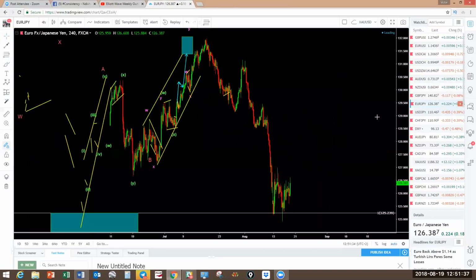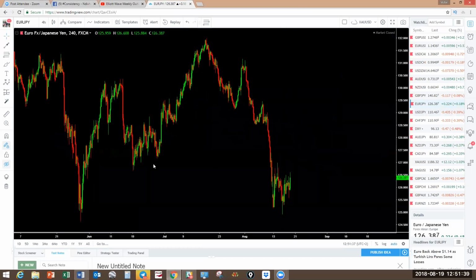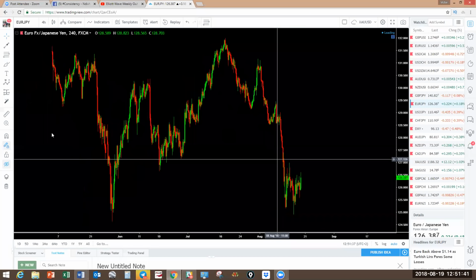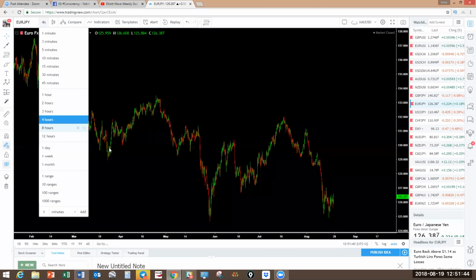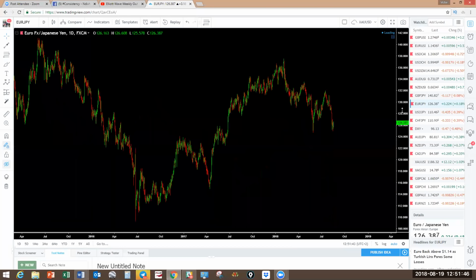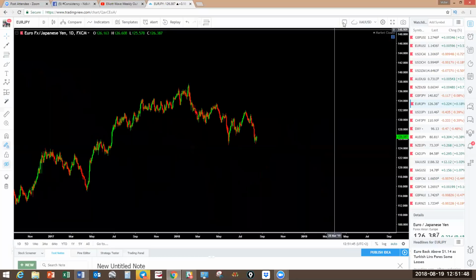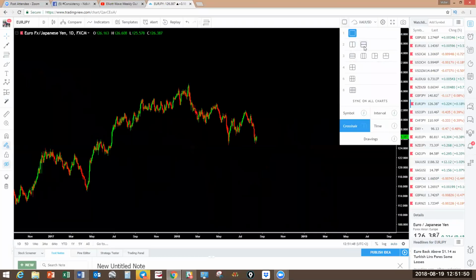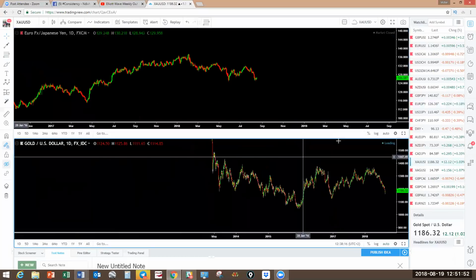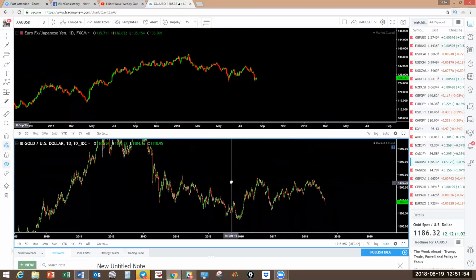EURJPY. Let's switch off here. Now EURJPY, if we look on the daily. Now here's where correlation comes in again as well. Let's bring up pound JPY again.